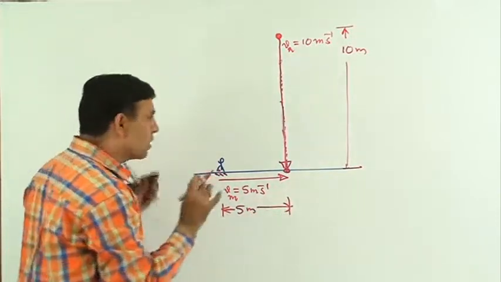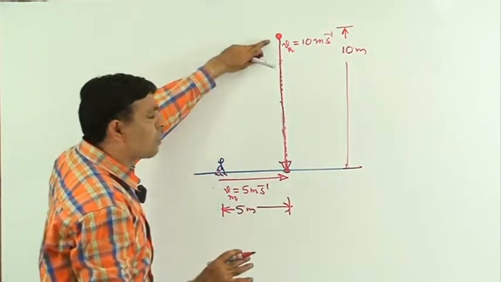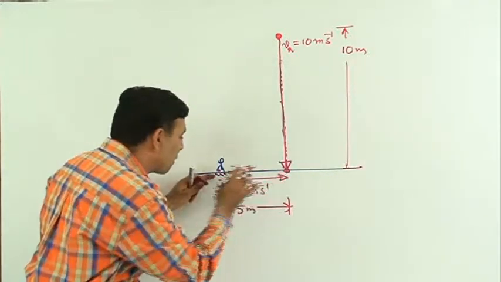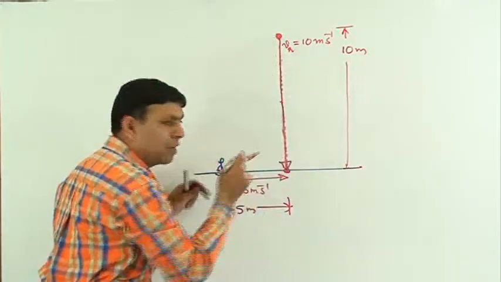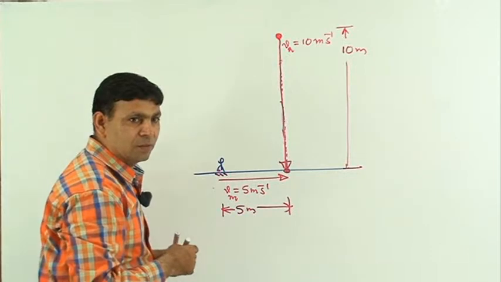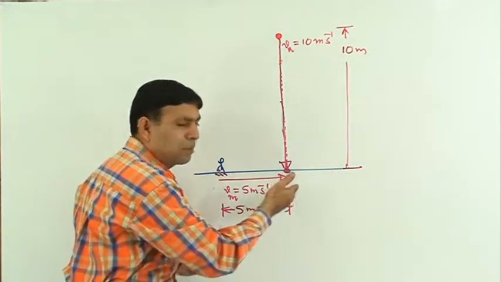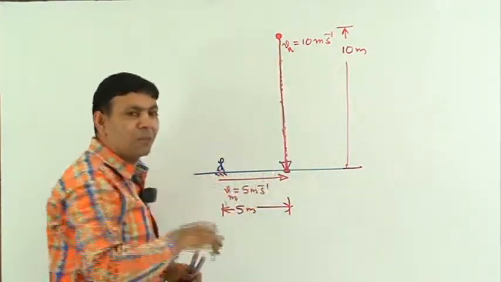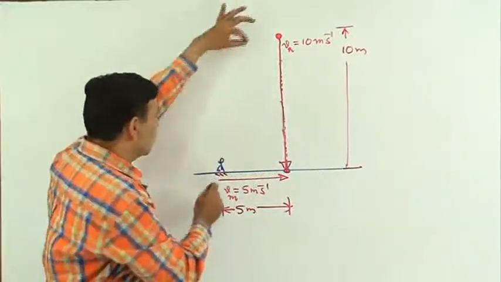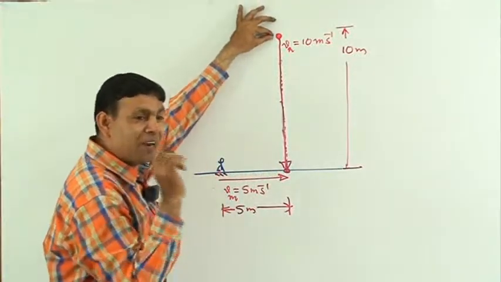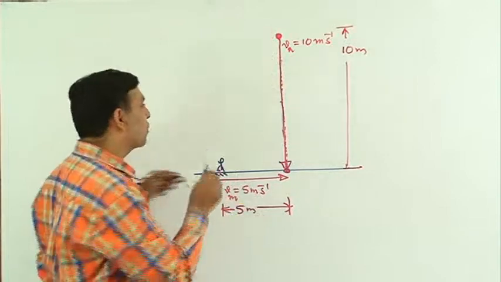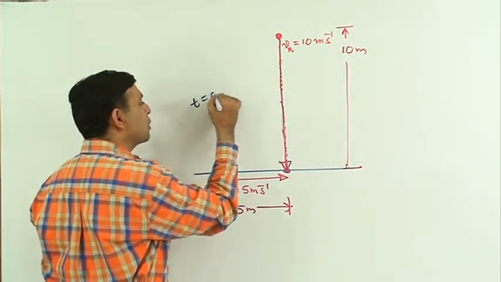Imagine the raindrop is here, 10 meter above the ground, and the man is 5 meter behind the point where the raindrop is going to hit. The man is moving with 5 meter per second, raindrop is falling with 10 meter per second. Initially these are the two positions, you know very well. This is the situation at t equal to 0.